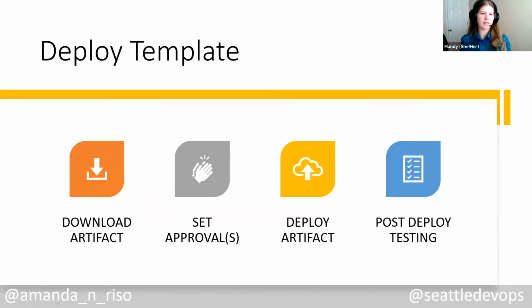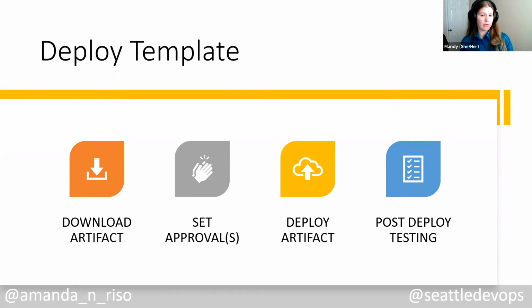So the deploy template, similar to what I was just talking about, these are suggestions. The only thing that you absolutely need to have is the deploy artifact. You might think you need the download artifact, but you don't actually need it with a deployment job. You get that for free, which is great. I'm also going to talk about setting up approvals in Azure DevOps. It's not really obvious in the documentation how to set that up, so I'll talk about it in a little bit.